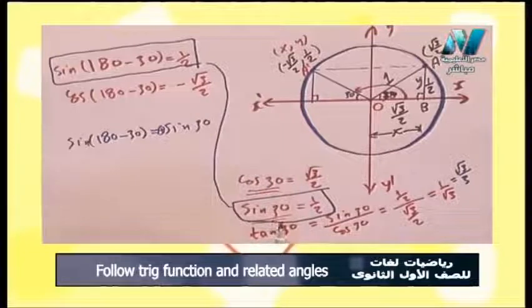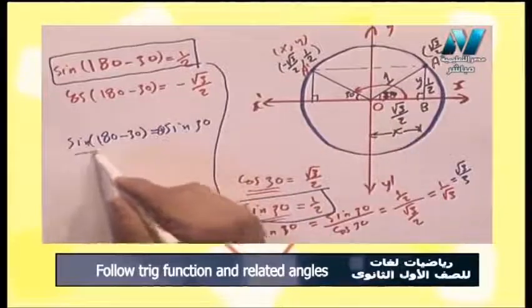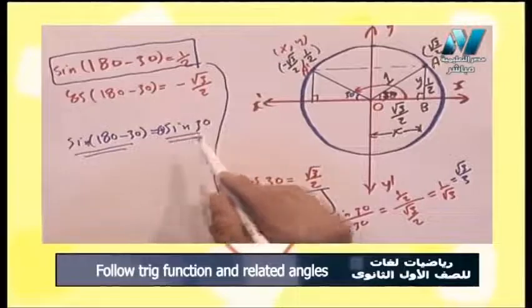So pay attention to me, because we will find out negative or positive. What is the quadrant we have here? In the second quadrant, and sine here in the second quadrant is positive.